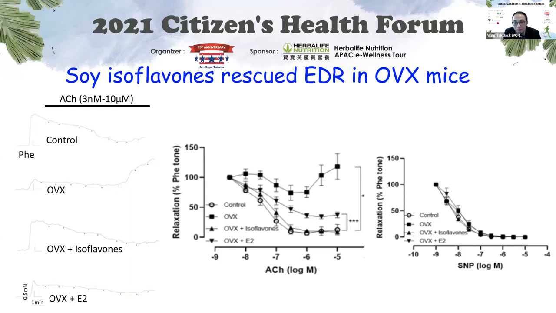On the left, the graph shows the representative traces of the 4 different groups. On the other hand, the sodium nitroprusside, SNP-induced endothelium-independent relaxations were the same among the 4 different groups, suggesting that the beneficial effect of soy isoflavones on vascular relaxation is endothelium-mediated.